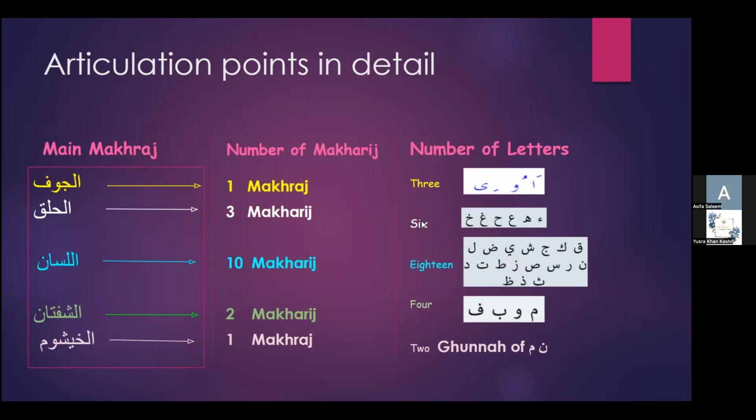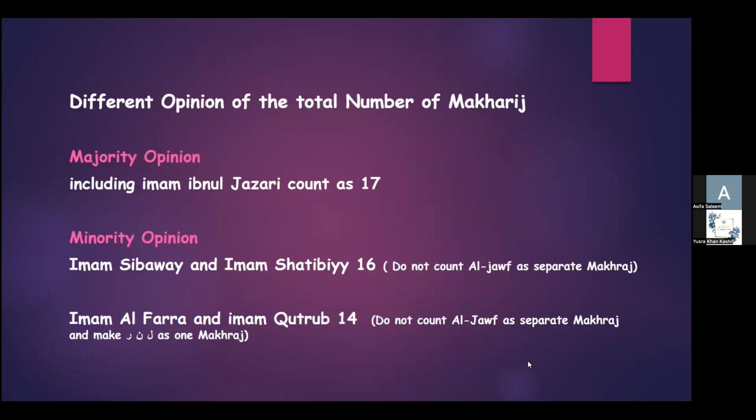However, we have 6 letters coming from those 3 places: hamza, ha, ain, ha, ghain, and kha. So you can see al-lisan has more makharij and more letters coming from there. So this is an important session coming up, inshallah ta'ala. So inshallah, we will continue next time.